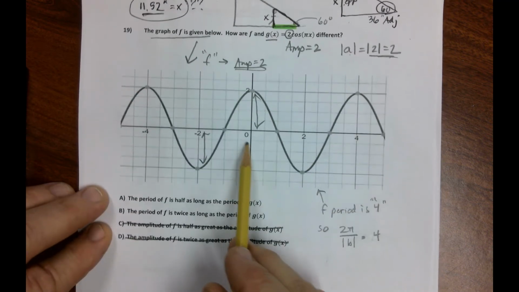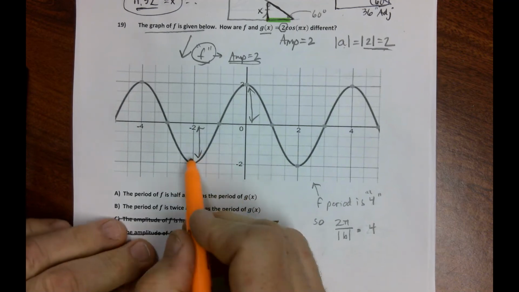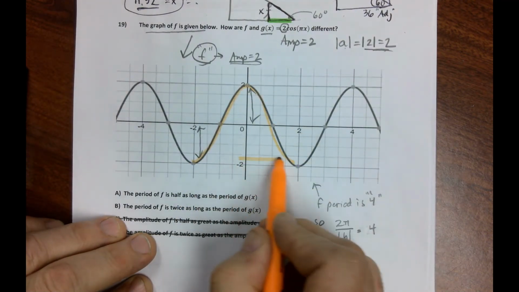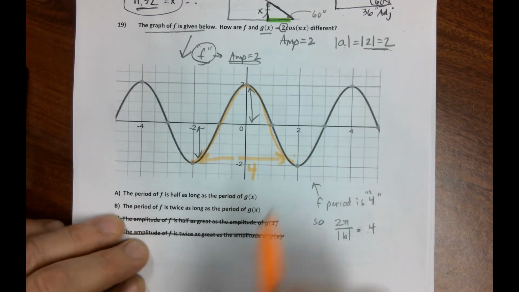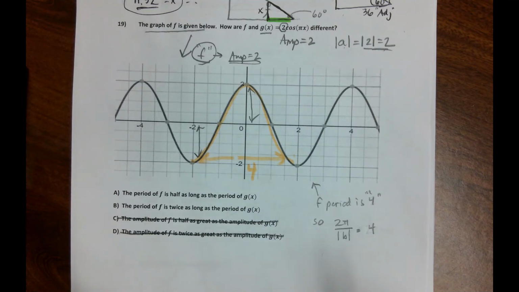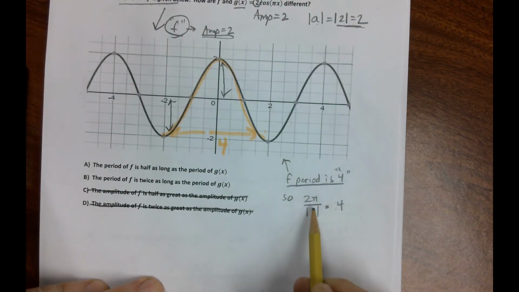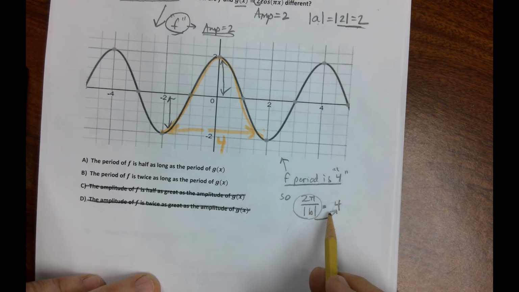Now if you take a look at this graph, letter F, if you take a really good look, I'm going to pick out this chunk right here and talk about the period. You can see that the period is from -2 to 2, so the period is 4. So we're going to do a little reverse thinking here. If the period of f is 4, then we know that this formula for the period has to equal 4. What could we put in there to create a 4?